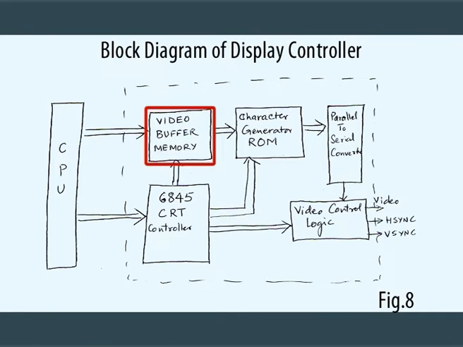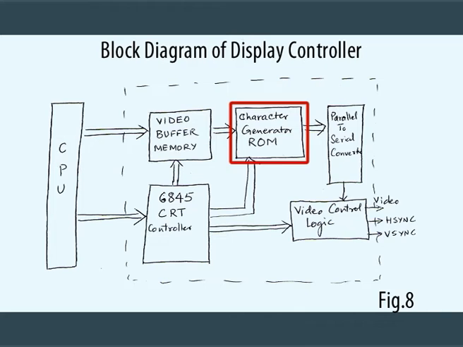2. Video buffer memory. This is also called as frame buffer. CPU writes the text characters or images in this memory. The 6845 controller reads the data from memory and shows it on CRT. Memory is shared between these two activities.